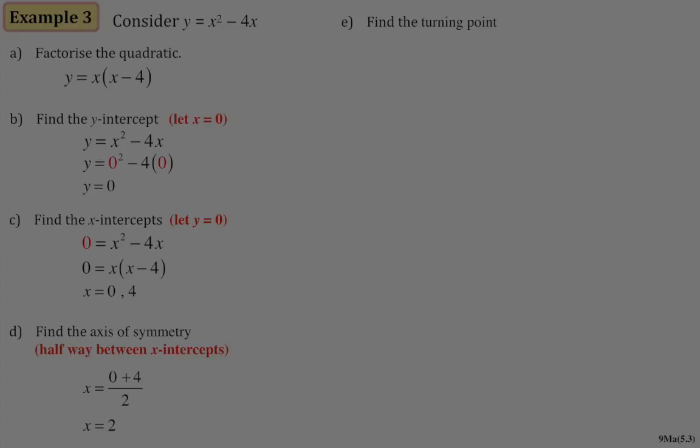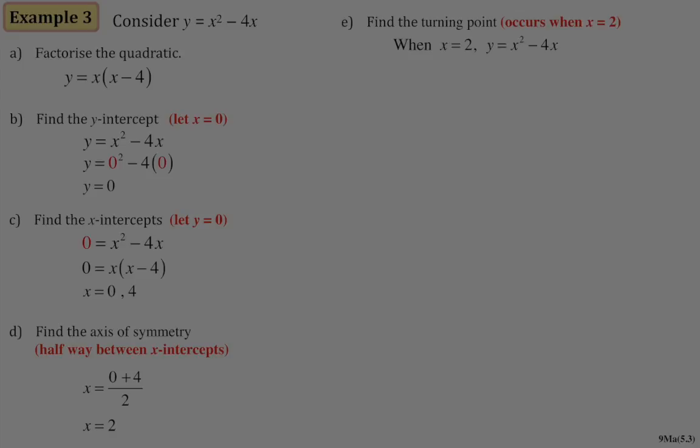Let's find the turning point. Well, I know the turning point always passes through the axis of symmetry. So the turning point is the point (2, something). I know it's 2 because the axis of symmetry is 2. The axis of symmetry is always the x value of the turning point. So we know it occurs when x equals 2.